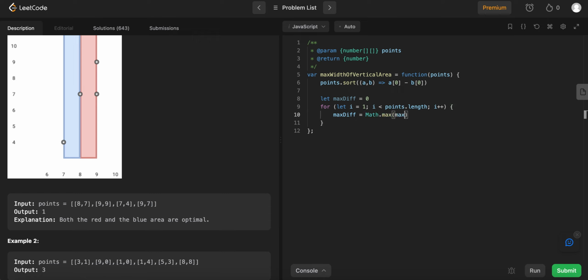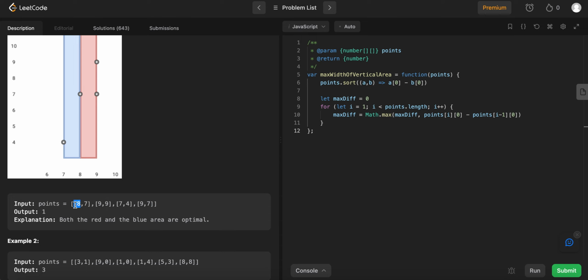whichever is greater, which is the current max diff, or now we're going to do our subtraction to compare the x values of two adjacent points. So we'll start with points at the index of I, and then we need to grab the x value, which is 0, and then I'm going to subtract that from points at the index of I minus 1 and at the index of 0. So that's why we started our iteration at 1, not at 0, because this will be points at I. That's essentially this value right here minus points at I minus 1.